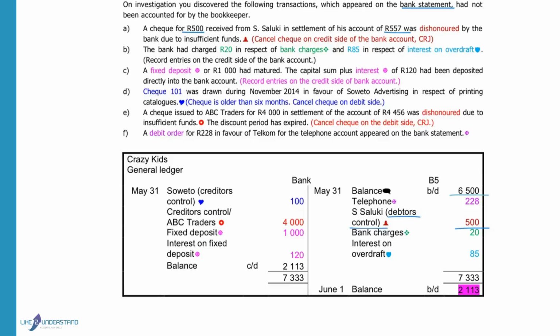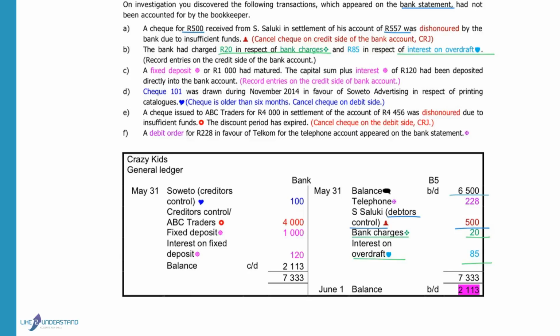The bank had charged 20 Rand in respect of bank charges and 85 Rand in respect of interest on overdraft. So the interest on overdraft and the bank charges will reduce the amount of money in the bank and will be recorded on the credit side of my bank account.